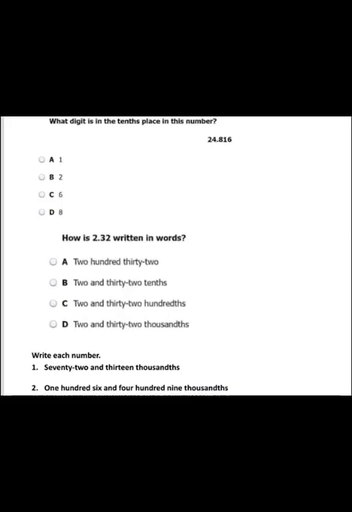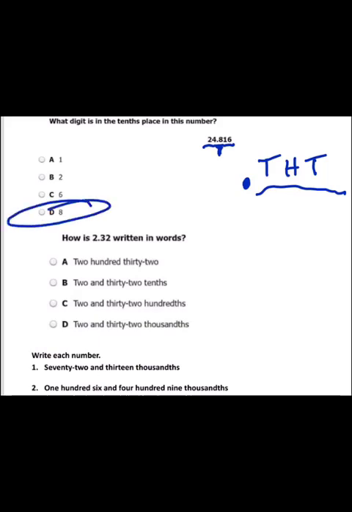Let's take a look at these questions. The first one says, what digit is in the tenths place of this number? So let's look at the number. It's 24 and 816 thousandths. Well, we know if we start at the decimal and we move to the right, it's tenths, hundredths, thousandths. So if we move from the decimal to the right, the 8 is in the tenths place. So the answer would be D.